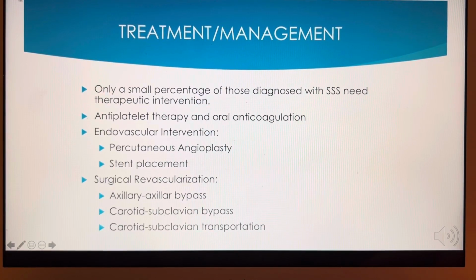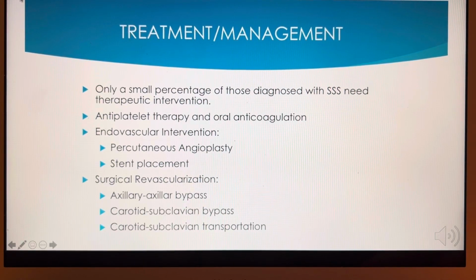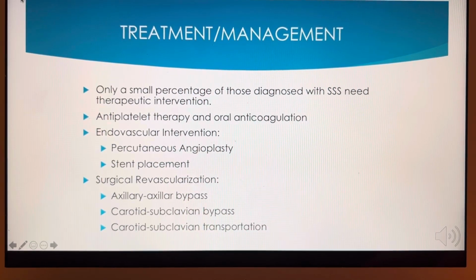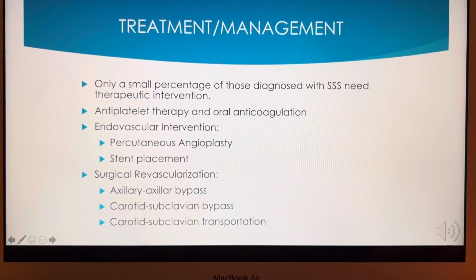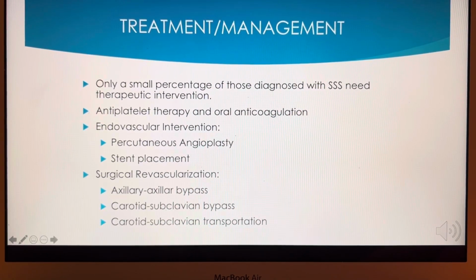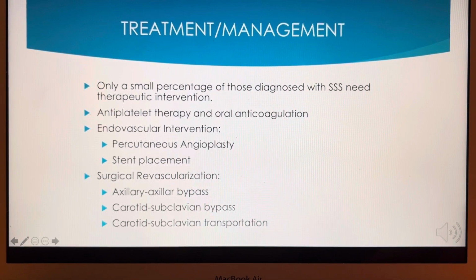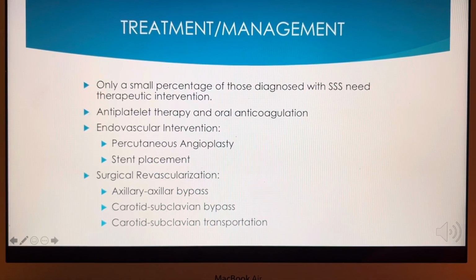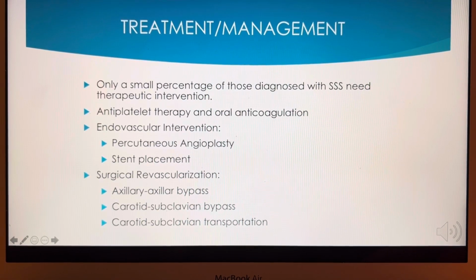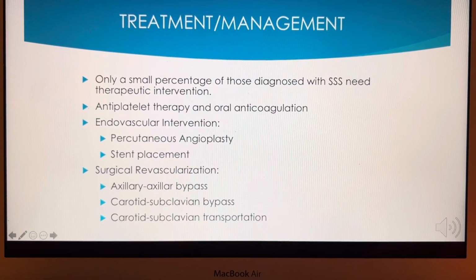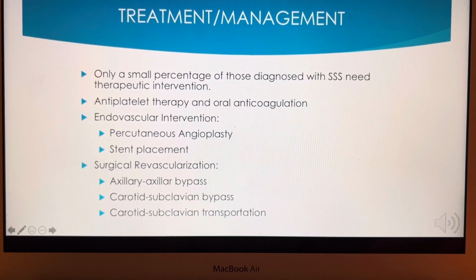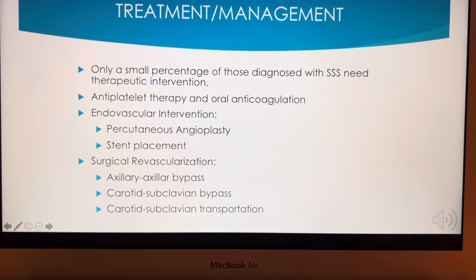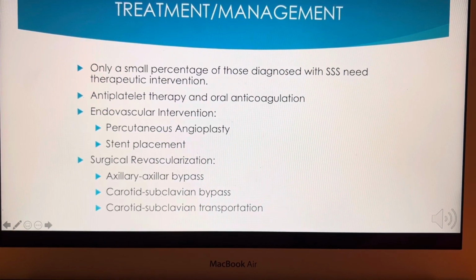Interventions include endovascular, which can include percutaneous angioplasty. That's when they insert a balloon into the artery to open up that occlusion or that space to allow blood flow to enter back in, or a stent can be placed. Other surgery includes revascularization, so they can undergo an axillary to axillary bypass or a carotid to subclavian bypass, or there's also carotid to subclavian transposition.